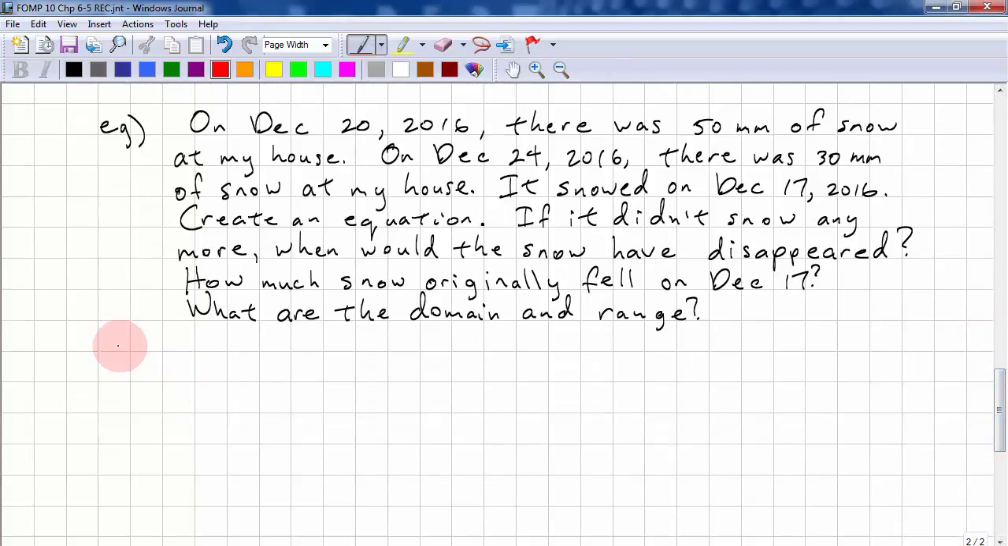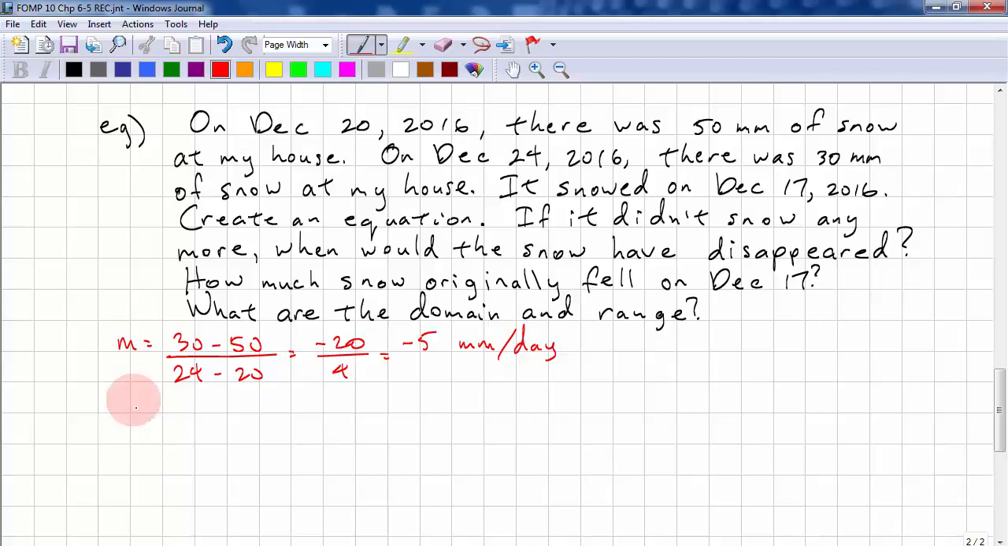The best thing to do is start by calculating the slope. We have 30 millimeters, and we have 50 millimeters. So we consider this to be our point 2, and this is our point 1. And the x value is time, so that would be the date. So the date here is the 24th, and the date here is the 20th. So we have negative 20 over 4, and this is negative 5. And if you wanted units, this was millimeters per day.